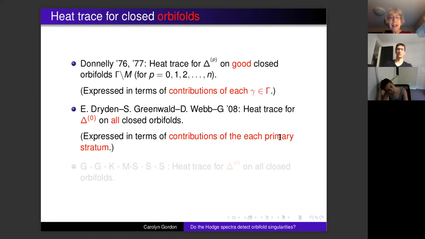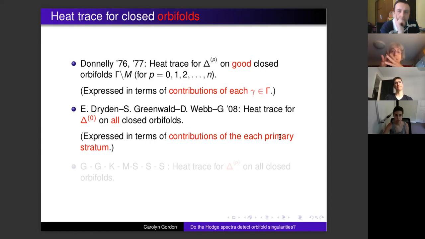But let me just say that most singular strata are primary, in the sense that those of lowest codimension are always primary. If you have a stratum that's not primary, it's in the closure of at least 3 primary ones. So these are the ones that have a chance of showing up in the heat invariants. And there's only finitely many of those, so it's a little bit easier to deal with.